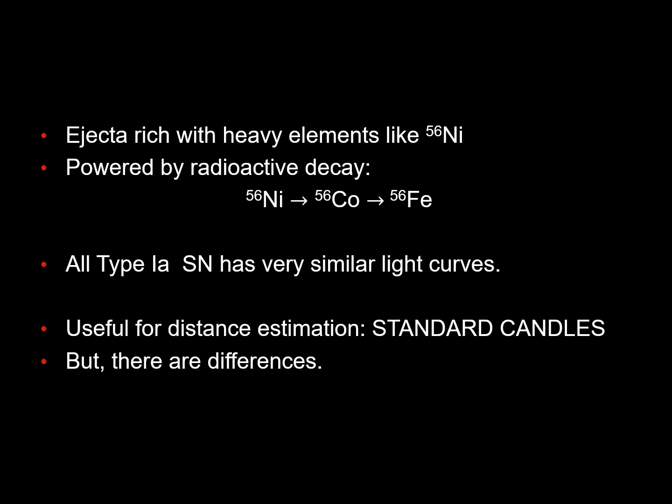And it is observed that all type 1a supernovae have very similar light curves, so they can be considered to have the same luminosity. They can be used for distance estimation because of the luminosity distance relationship. So these are called standard candles.